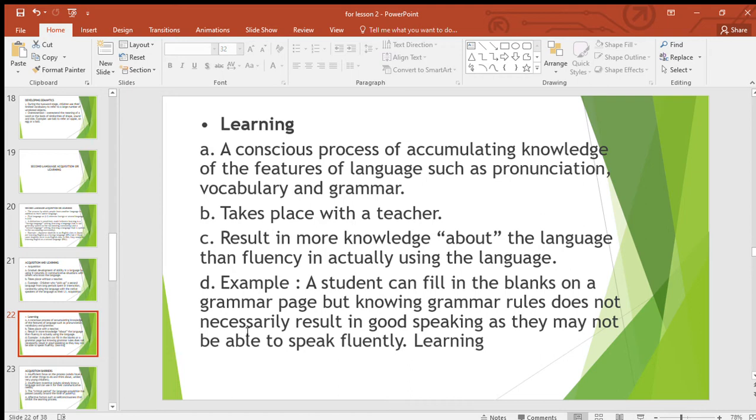So he's already an attorney. He has studied. Of course, during high school, there's an English subject. In college, there's still an English subject. Whatever course you are in, because some of the majors are in English. But still, he was not able to apply it and use it properly. For example, a student can fill in the blanks on a grammar page, but knowing grammar rules does not necessarily result in good speaking, as they may not be able to speak fluently.